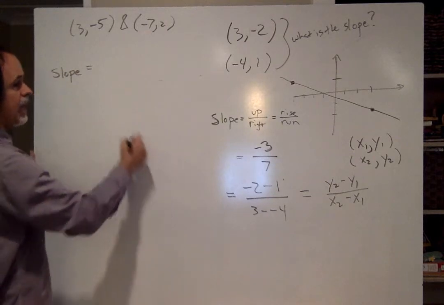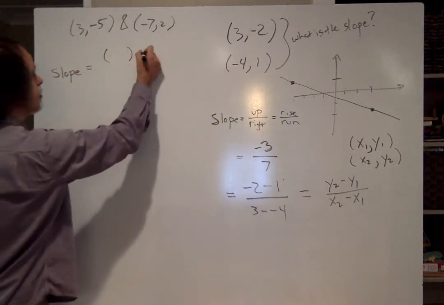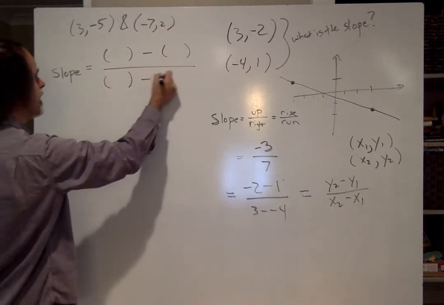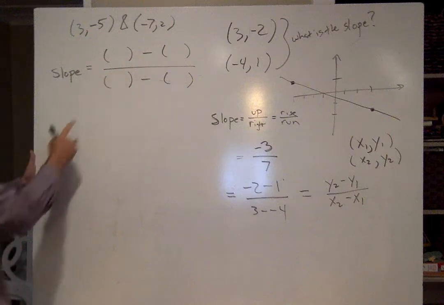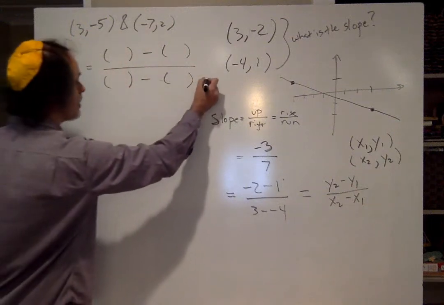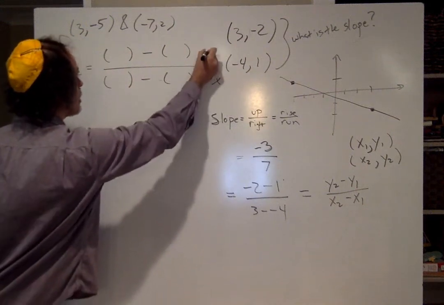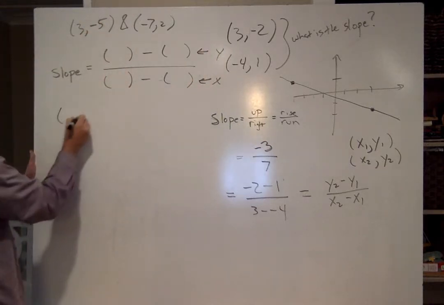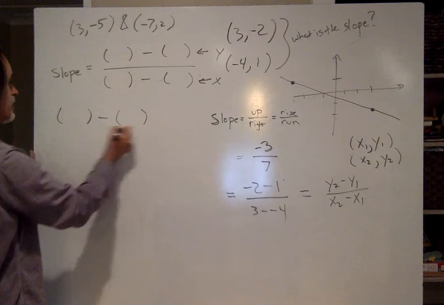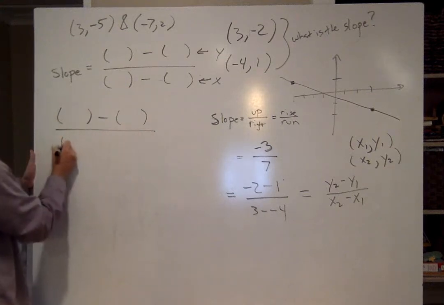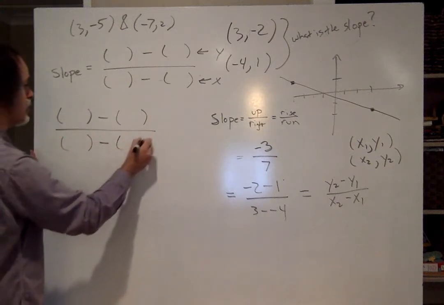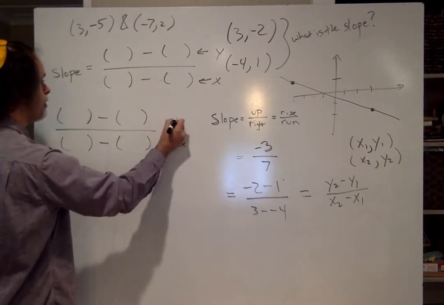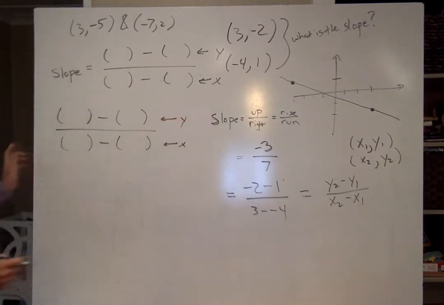Well, I know I'm taking a y minus a y and an x minus an x. I'm just going to leave it like this. I know x's go here and the y's go here. I'm going to write this again: parentheses minus parentheses divided by parentheses minus parentheses. X's go on the bottom. The y's go on the top.